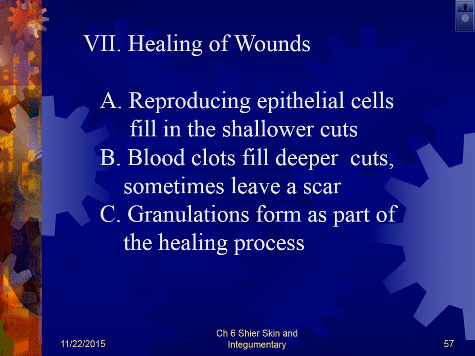If we get a deeper cut within the dermis, we know we're going to have blood that's going to fill into that area, and what's going to form is a blood clot. Blood clots come from platelets and all those other little pieces within the blood, and they're going to fill in that piece to plug the hole basically, and sometimes of course that's going to leave a scar. So granulations form as part of the healing process, which is what we're going to see making that scar. So I have some pictures here that'll give us a visual for how healing of wounds works, and those granulations, the fibers, and the blood clot and all those things that affect that deeper cut.